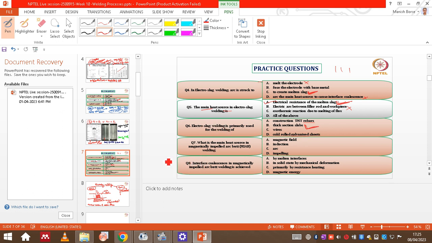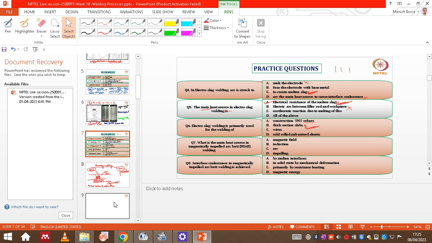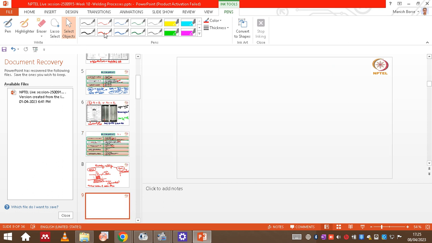Okay, and the next two questions are related to another kind of joining process, which we can't say comes exactly under the fusion welding processes, which is the MIAP process. So it is, we can say, magnetically impelled arc welding.